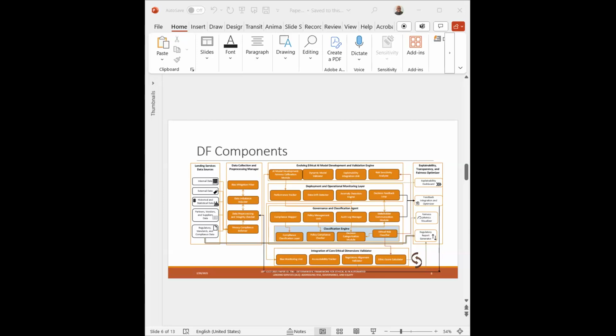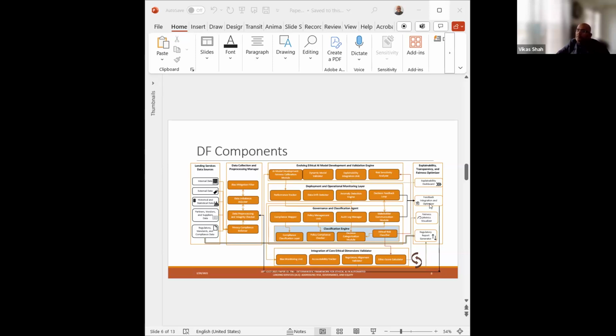I have one question. NIST has also proposed a similar kind of framework. So does your framework have any similarities with that? I mean, differences, similarities. Have you gone through it? We looked at the NIST. Yeah.